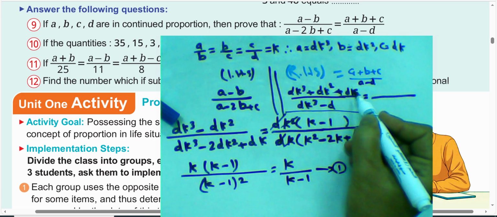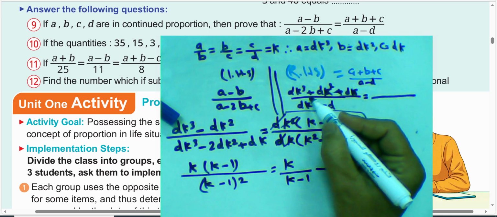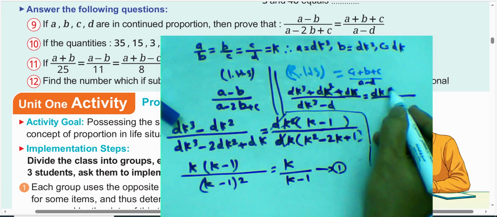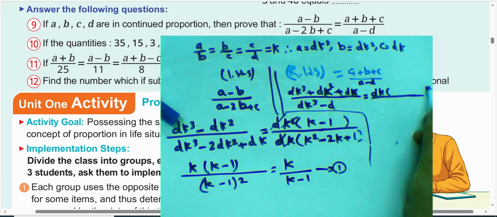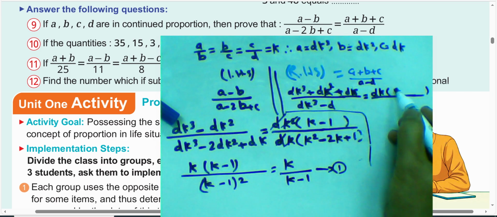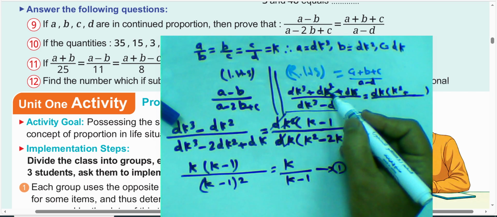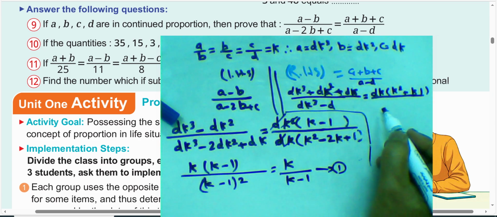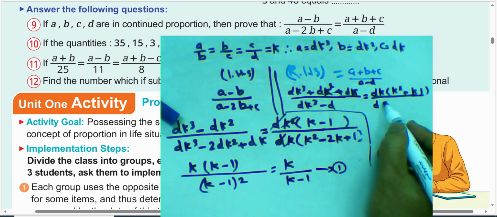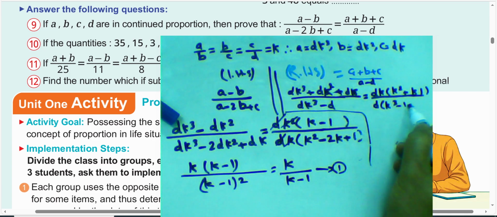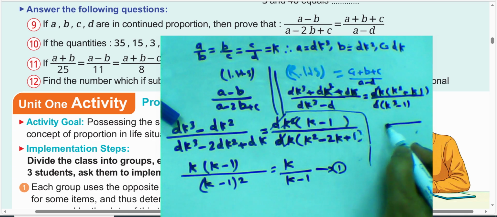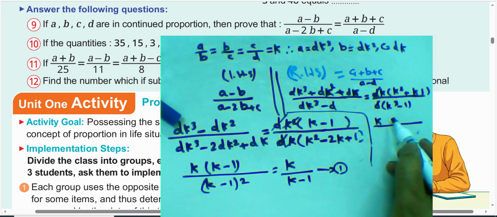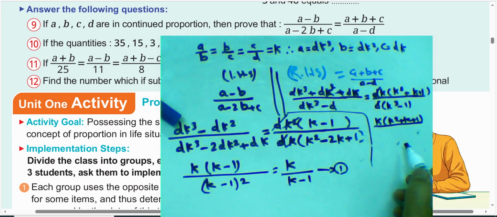Write the common factor up. d was repeating and k also, and then divided. dk power 3 divided dk equal k power 2. dk power 2 divided dk equal k. dk divided itself, it will be 1. And down we can factorize this expression, write d and k power 3 minus 1. We can cancel, the result will be k power 2 plus k plus 1. Okay, my students, understood?